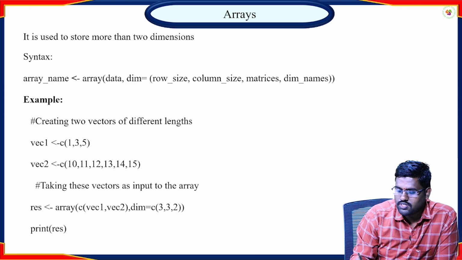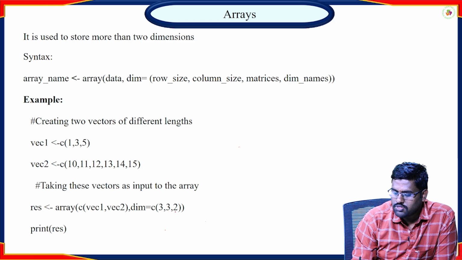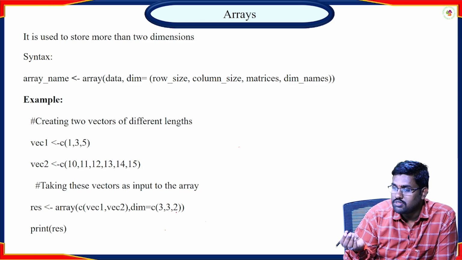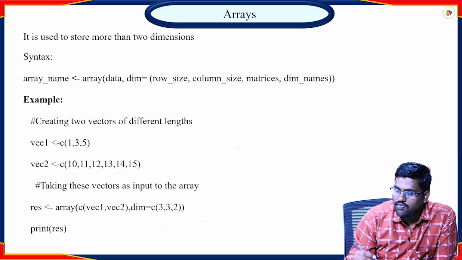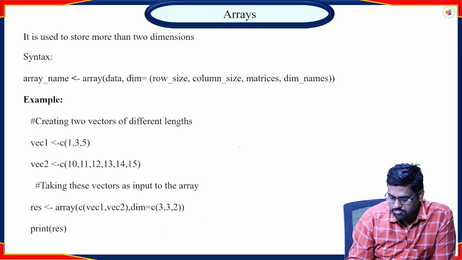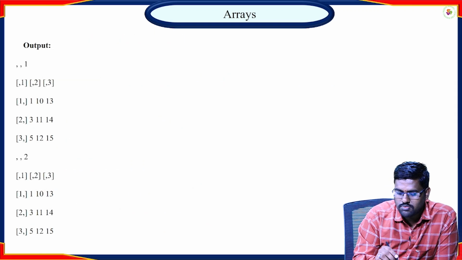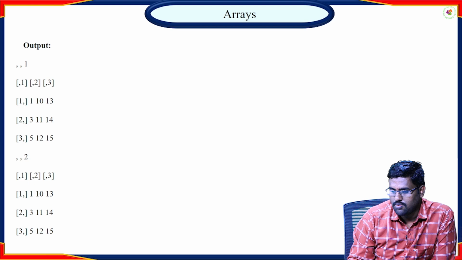In the previous example, see 3 rows, 3 columns, and 2 as the third dimension. That means the given code will be executed 2 times. So the numbers will be displayed: first 1, 3, 5 in column wise, next 10, 11, 12 in column wise, and next column 13, 14, 15. So like this, the values will be displayed in the arrays. 2 times that will be executed. So that is about the dimensions representation for arrays.